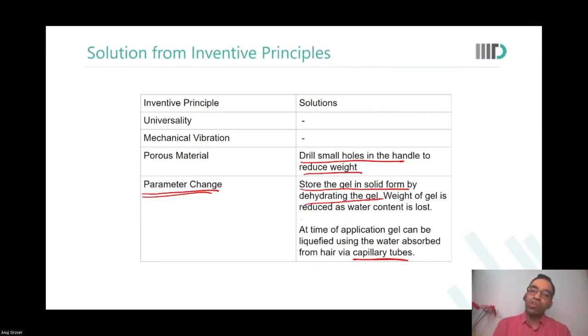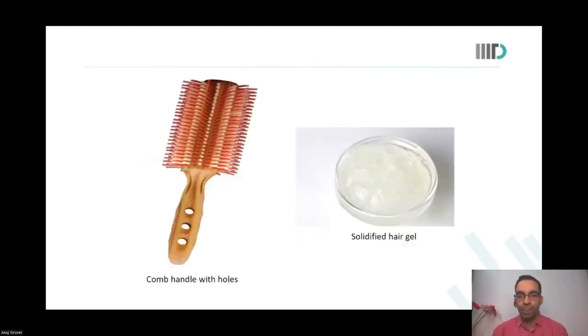Okay, so you're using the water in the hair itself to comb your hair. Now there's a lot of material, gel material, which is there that can be stored without increasing the weight of the comb there. So solidified hair gel is used instead of liquid gel. Okay.